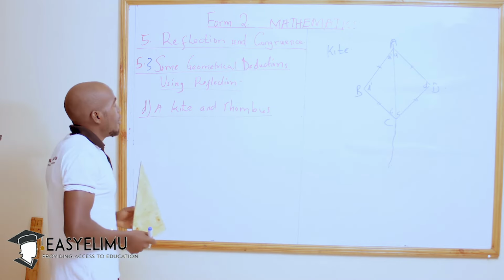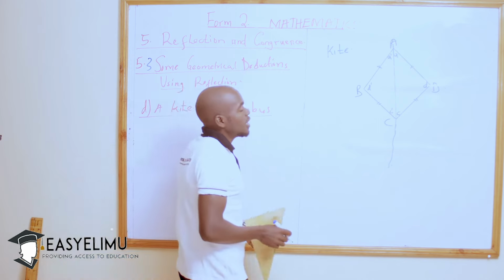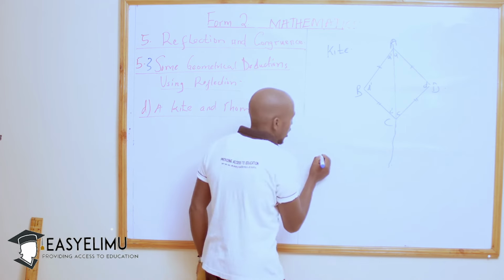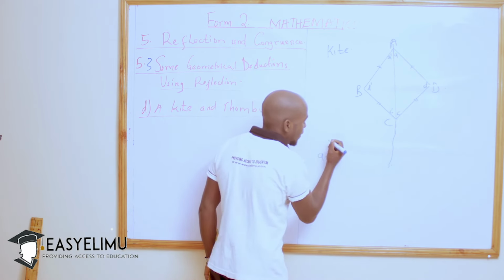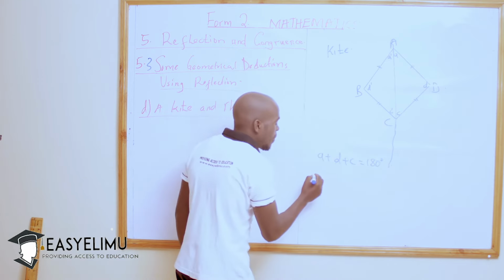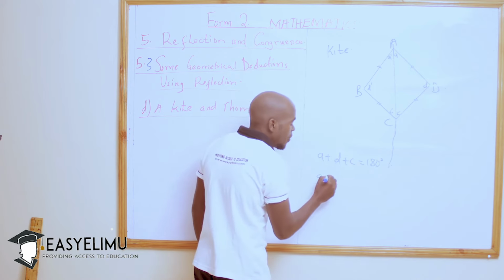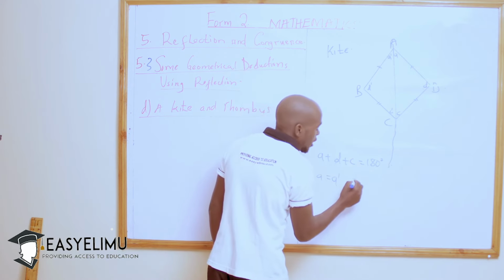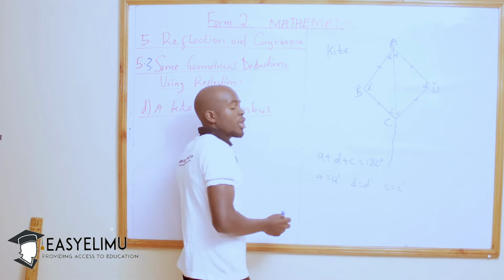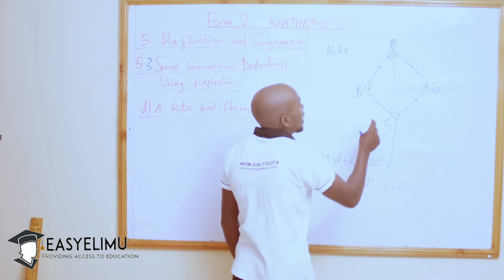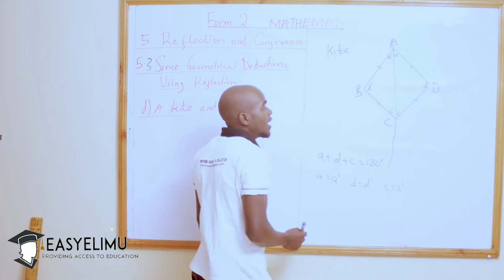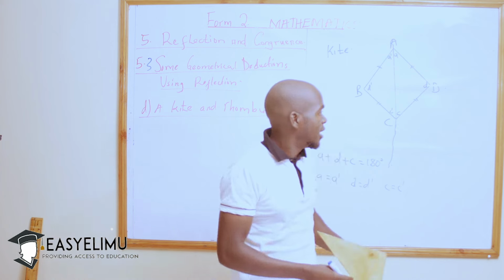And in our previous session, we did say that angles in a triangle add up to 180 degrees. So if I take A plus D plus C, I will get 180 degrees. But remember, after reflection, A will be equal to A prime, D will be equal to D prime, and C will be equal to C prime. Implying that if I take A plus D plus C plus C prime plus D prime plus A prime, I will get a total of 360 degrees.